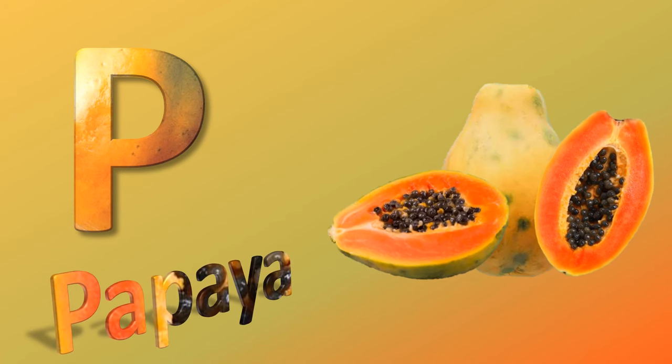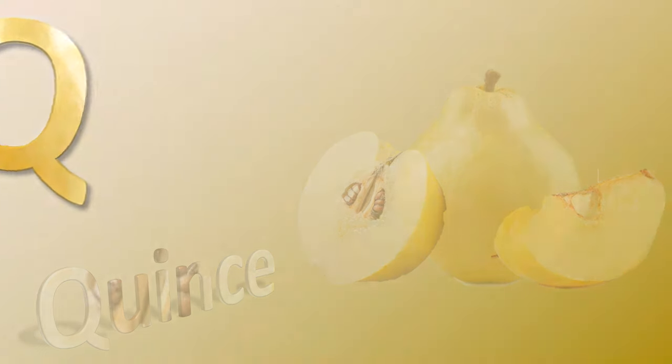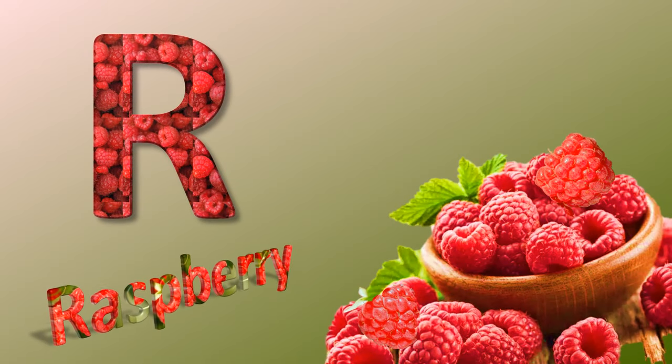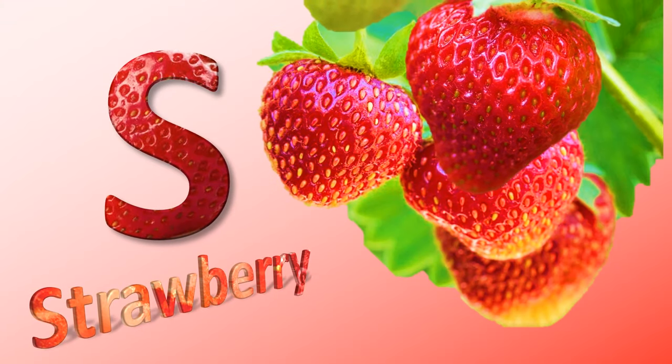P is for papaya. Q is for queens. R is for raspberry. S is for strawberry.